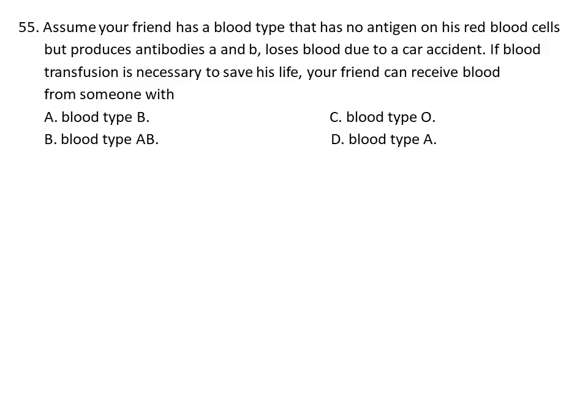Question number 55. Assume your friend has a blood type that has no antigen on his red blood cells, but produces antibody A and B. He loses blood due to a car accident. If a transfusion is necessary to save his life, your friend can receive blood from a person who has blood type O. So that should be C.